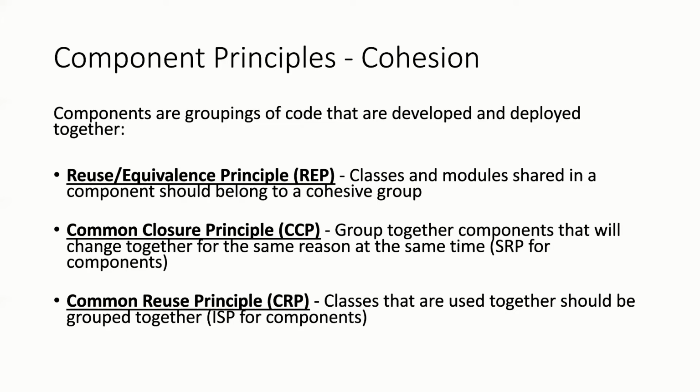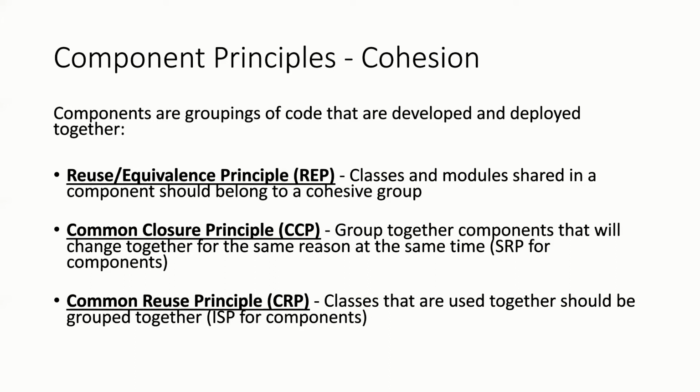So if you look down at a list of classes, there shouldn't be anything that jumps out as unusual to be in that list. Common closure principle. So this is about grouping things together in components that'll change together for the same reason at the same time. So this is like single responsibility principle for components.